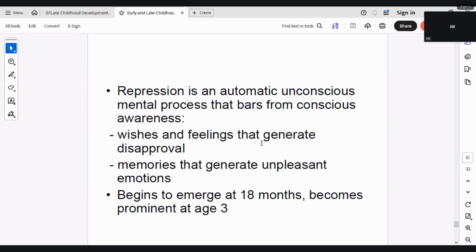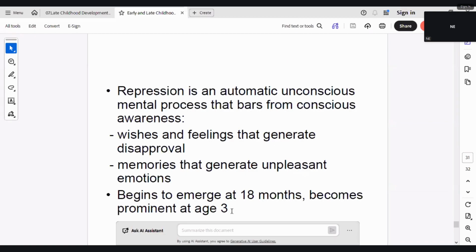So adaptational capabilities: we talk about repression, and we're going to talk about repression in more detail in the next couple of lectures. It's an automatic unconscious mental process that removes from conscious awareness things that generate disapproval and memories that are unpleasant. It emerges at 18 months, this unconscious mental process, and then by age 3, it is more prominent.